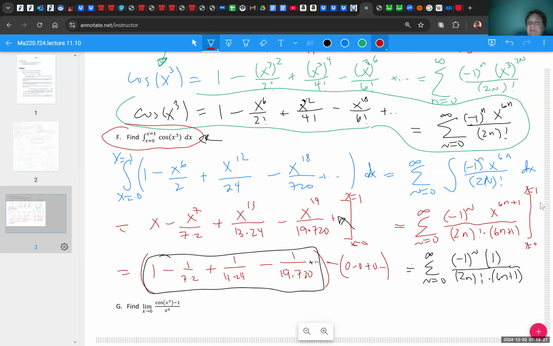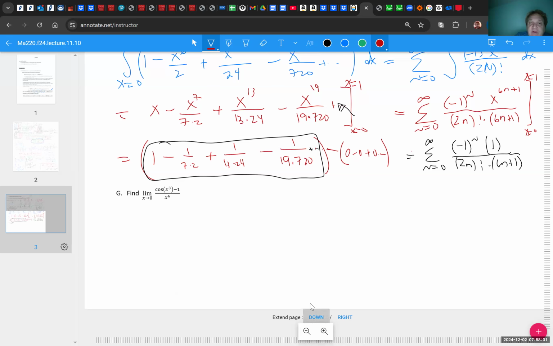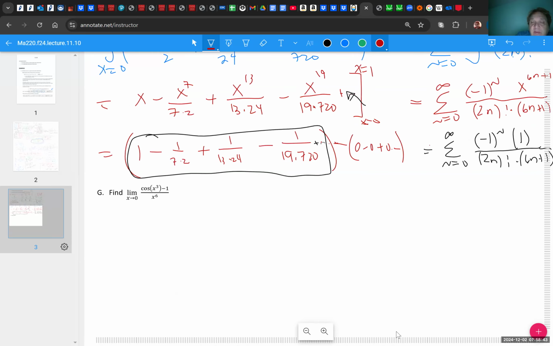All right, I have one last example for you just to show you it's not just integration that we do. So I have this limit problem. Limit as x approaches 0 of cosine x cubed minus 1 over x to the 6th. So we're going to do a limit problem using a Taylor series polynomial approximation.